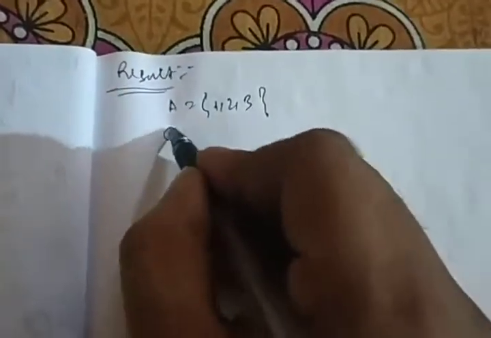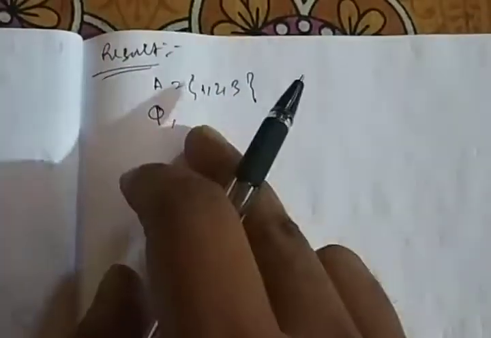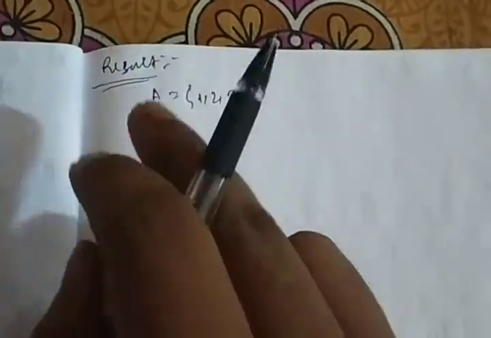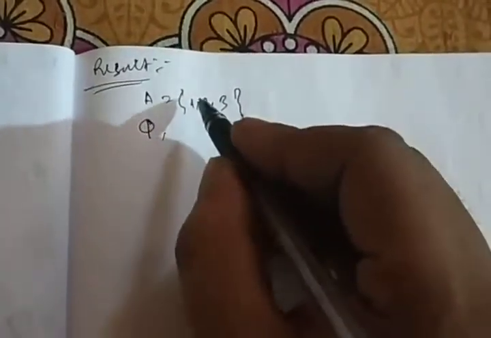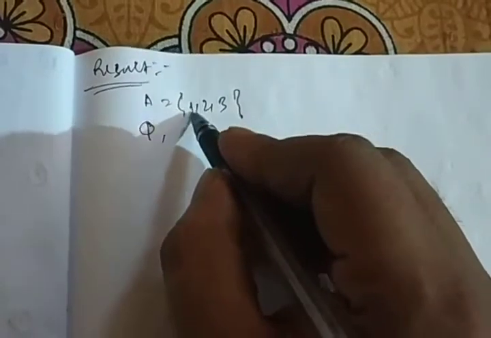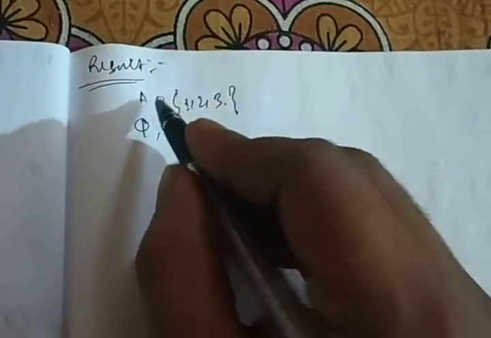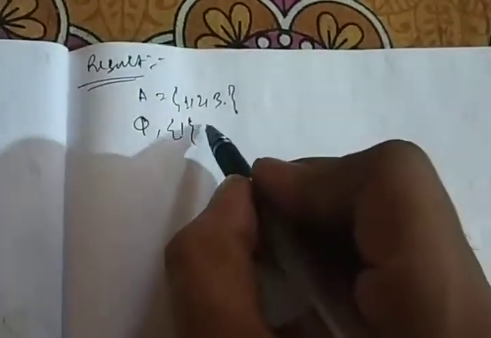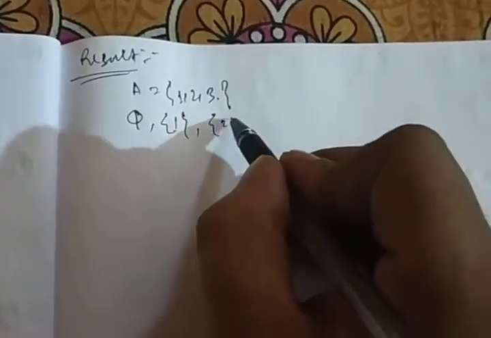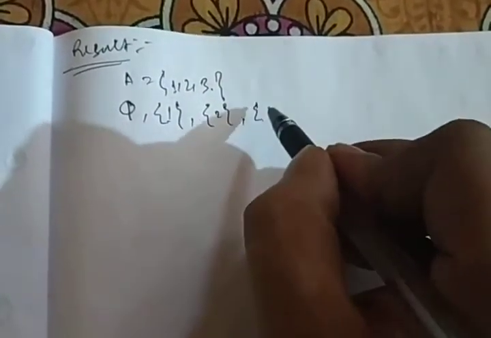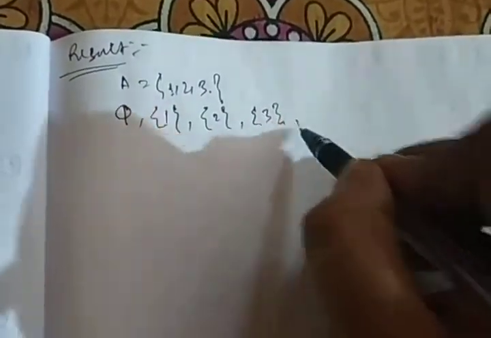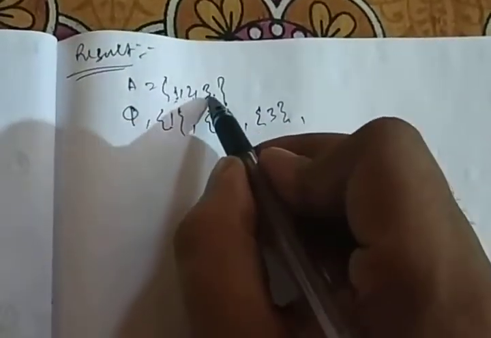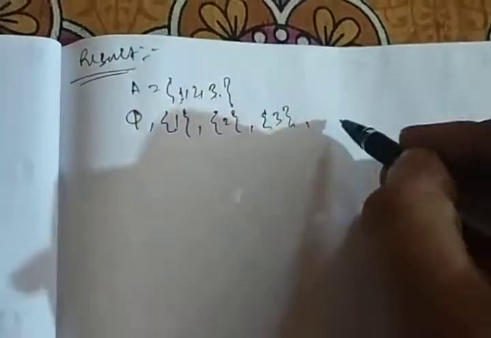First we have phi. Phi is the null set, which is a subset of every set. So phi can be taken. Now if we choose one element from the set A and form a set, such as {1}, {2}, {3}. Now we can select any two elements from these three elements.